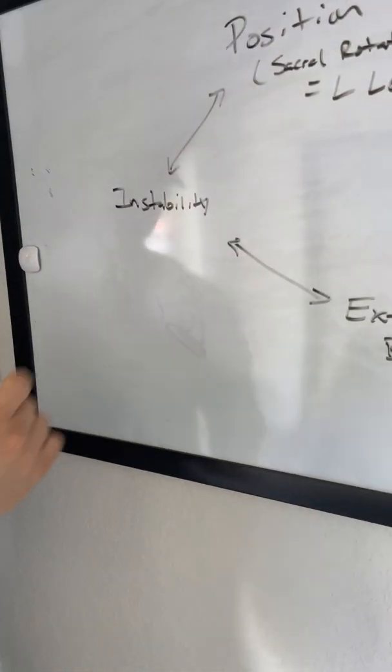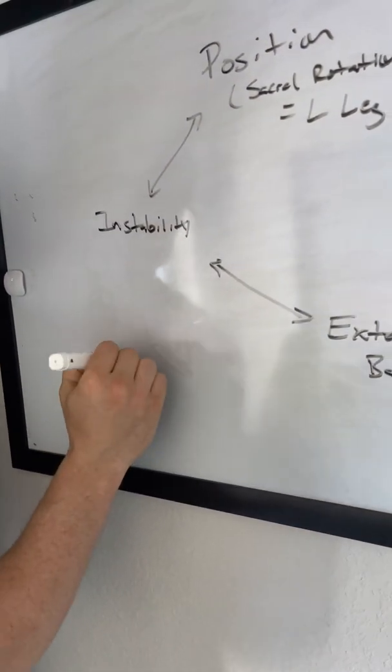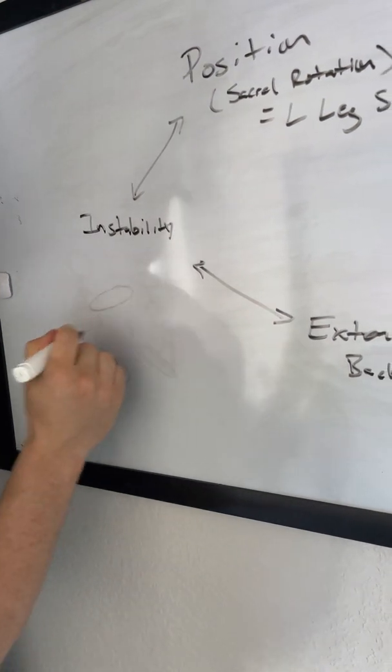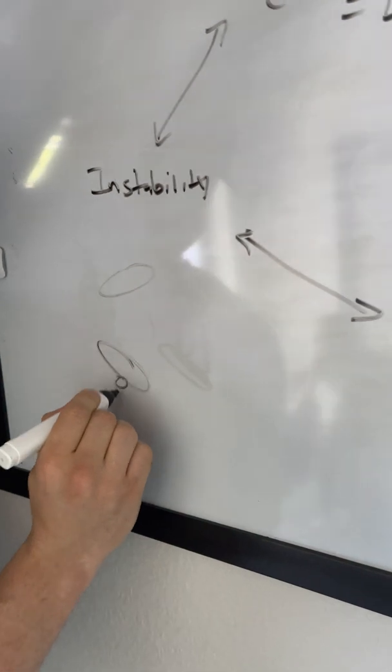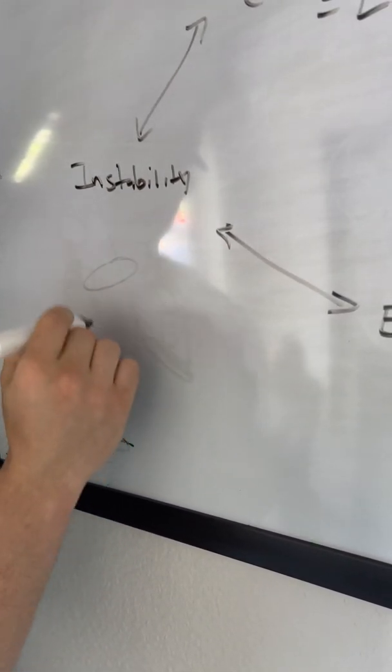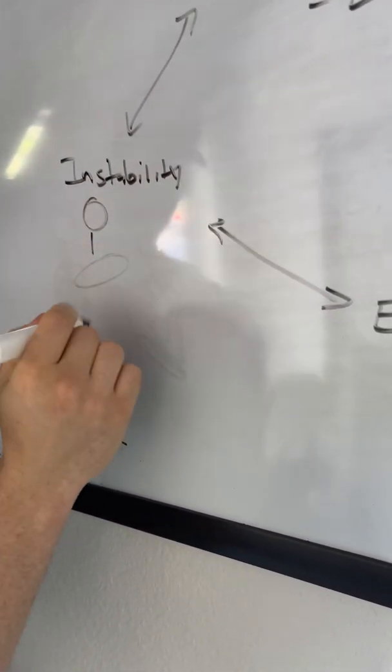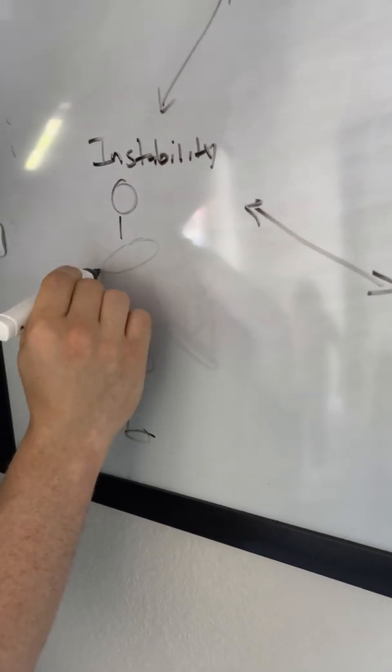Okay. So here's her pelvis. Here's the top of her rib cage. Okay. Here's her leg. Here's her head. This is the rib cage.